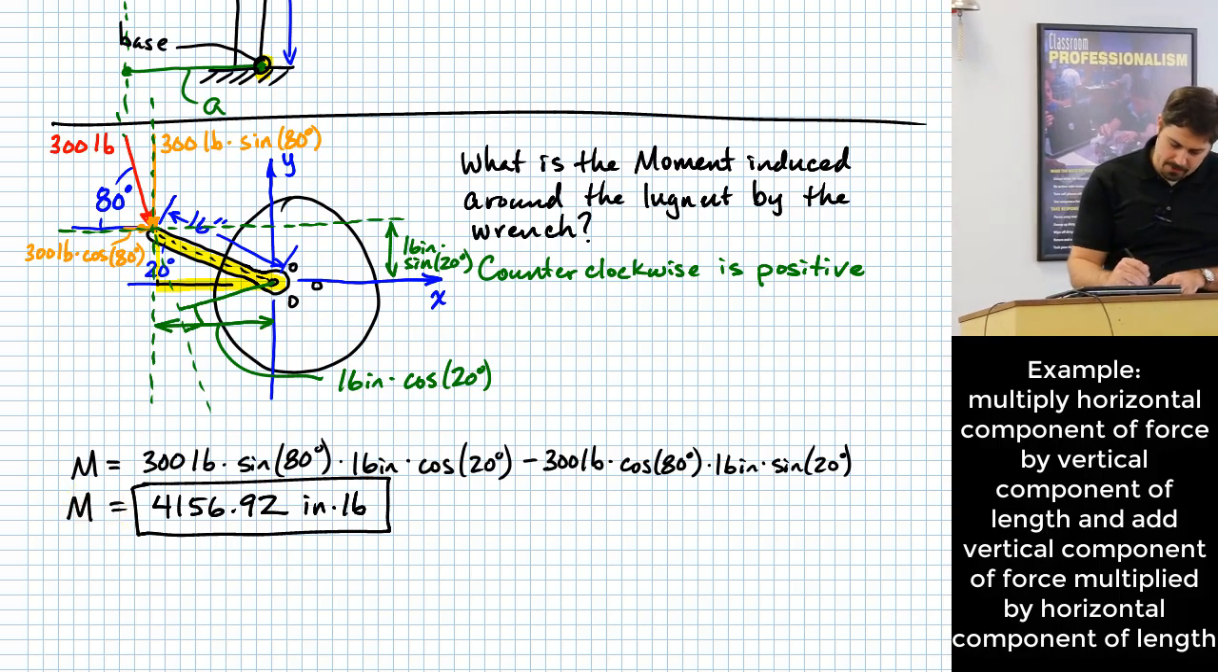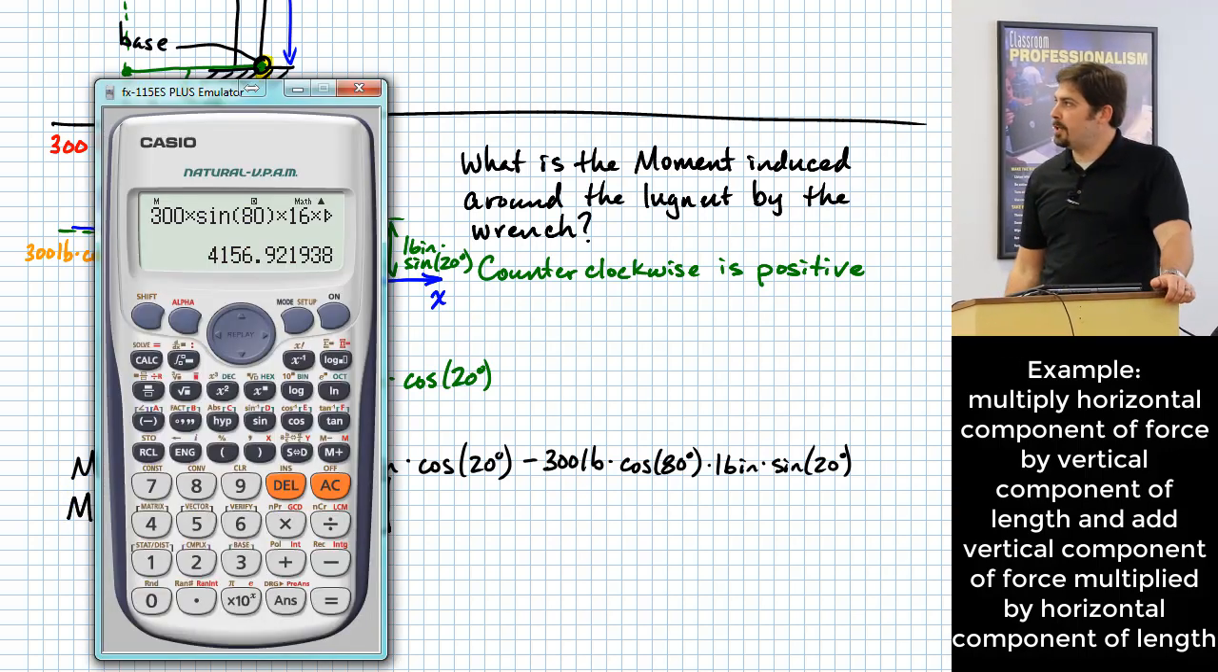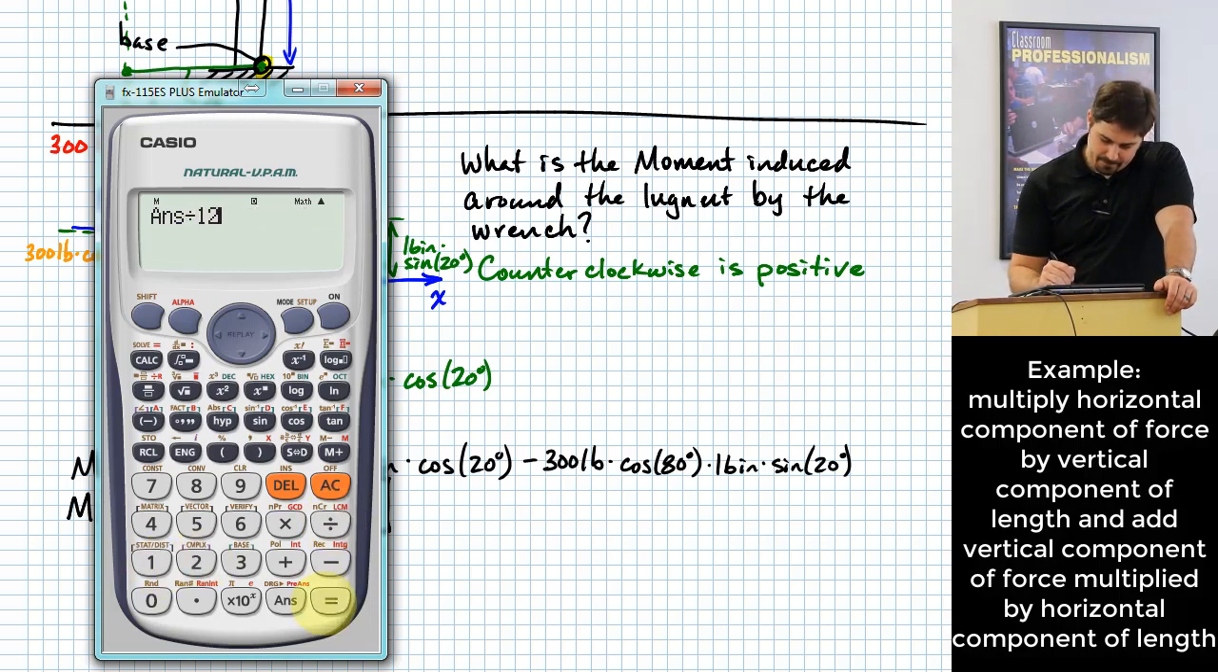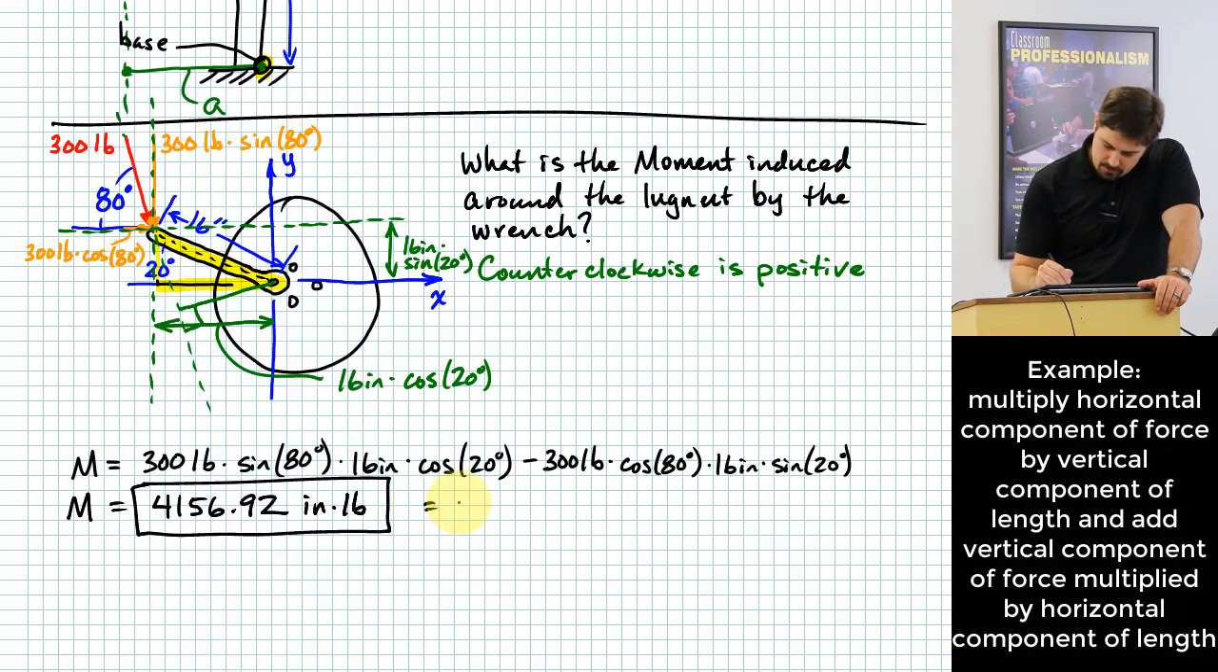What if I wanted it in foot pounds? There are 12 inches per foot, so you would multiply by a foot over 12 inches in order to get it to feet. So you divide by 12, basically. 346.4 foot-pounds.